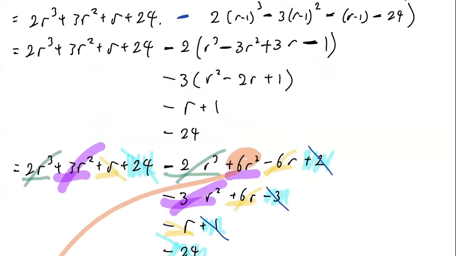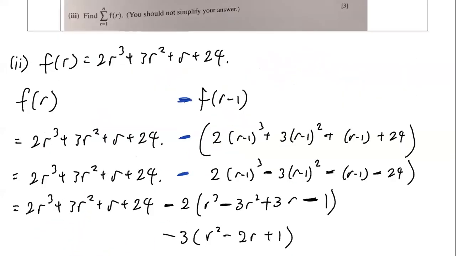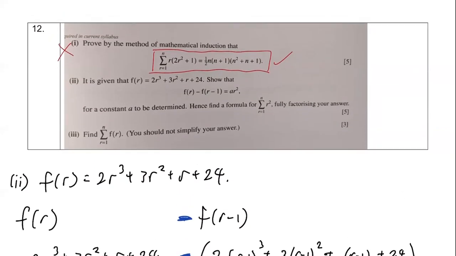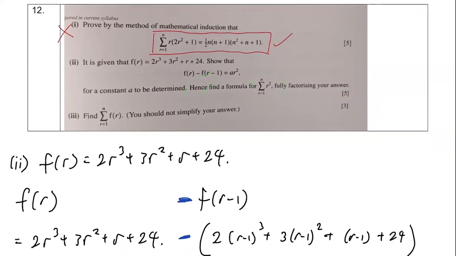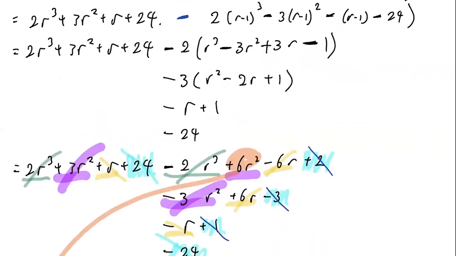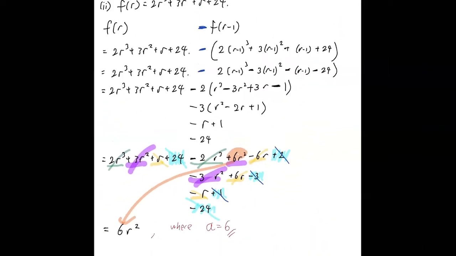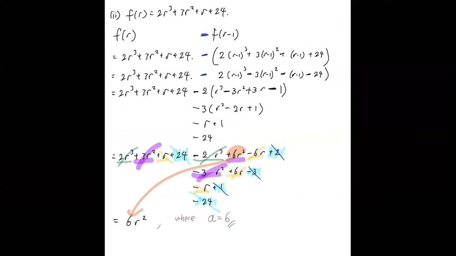Okay, that's for part 2. Moving on, wait, we're not done with part 2. Hence, find a formula for the sum of r squared, fully factorizing your answer. Okay, we can do that. So we start off with, what is it?